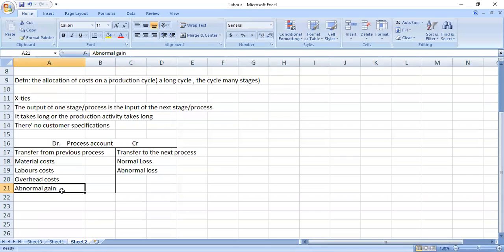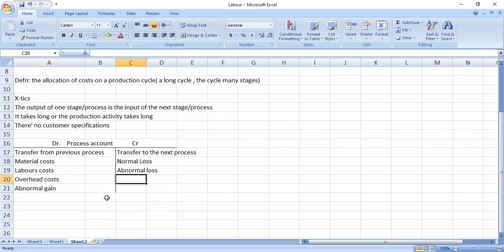Why is the abnormal loss on this credit side? The reason is that if you have, say, 10,000 in output and you have 200 as normal loss, it means you didn't just produce the good units but also the loss, so that the quantity will always be very close to the input. We shall have a better feel when we're doing a question.